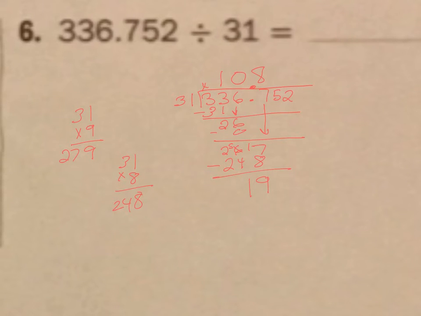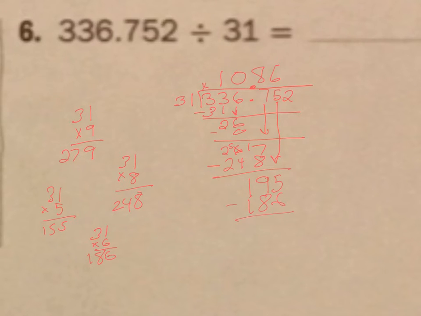19. Now, I bring down my next number, which is a 5. How many times does 31 go into 195? I'm going to try 5. 31 times 5 is 155. You know what? I could do 6, I bet. 31 times 6 is 186. Yep, 6.